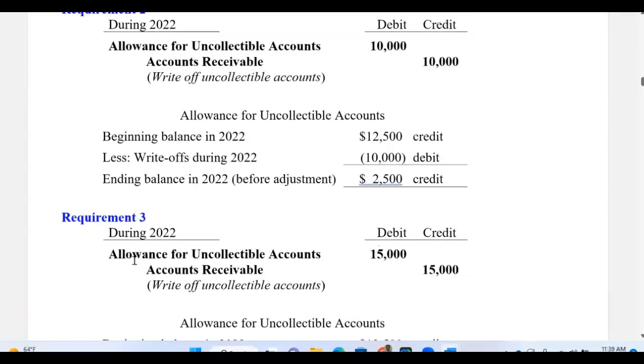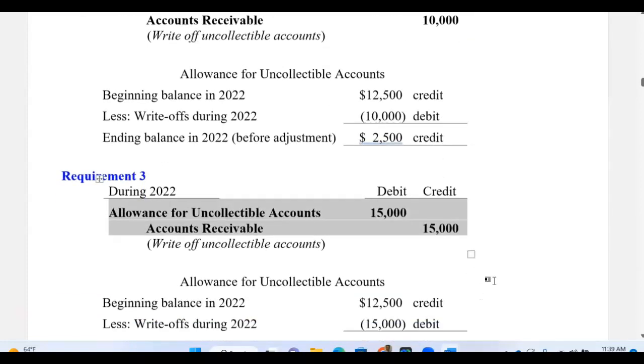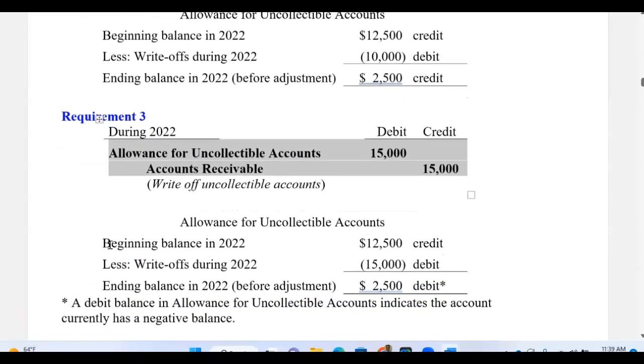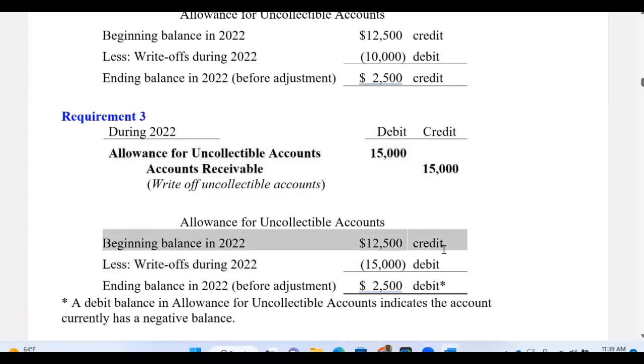But here you are writing off way more than that, a $15,000 write-off. That means in this situation, your beginning was 12,500, but you wrote off 15,000. That means now you are on the deficit side, on the debit side of allowance for doubtful account.